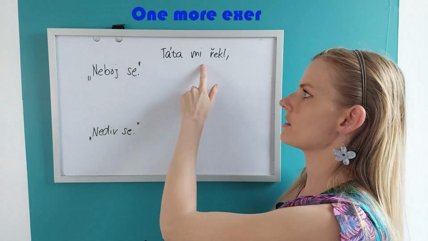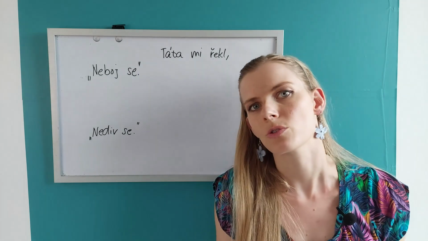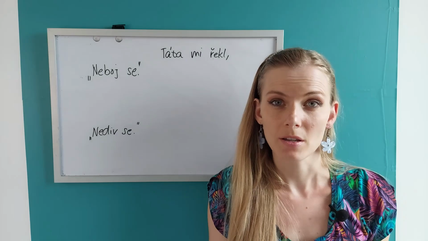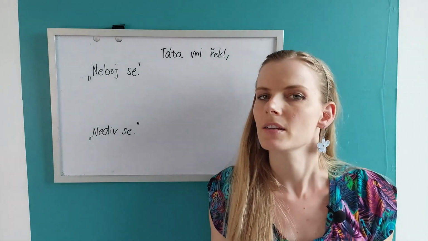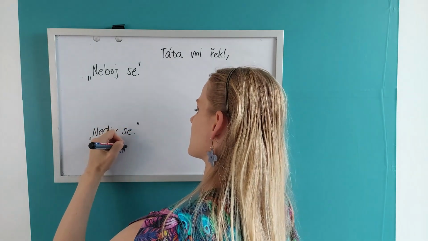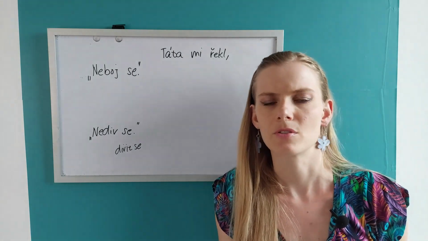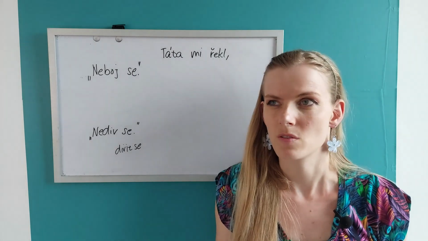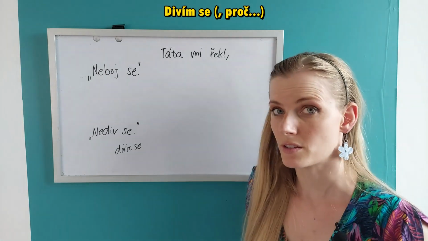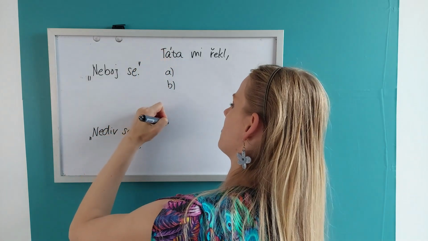This time your dad's saying, neboj se. Neboj se means don't worry, don't be afraid. And nediv se. Don't be surprised, don't wonder why. This is very typical in Czech. To use this verb, the verb is divit se, to be surprised, to wonder why. So if something surprising happens, you say, divím se proč, or divím se proč se to stalo. I wonder, I'm surprised. And just like in the previous exercise, I would like you to work on this on your own if you're up for it.